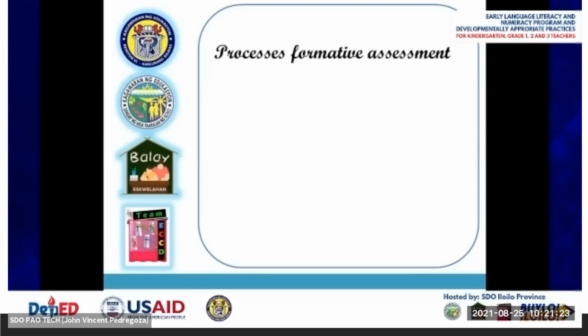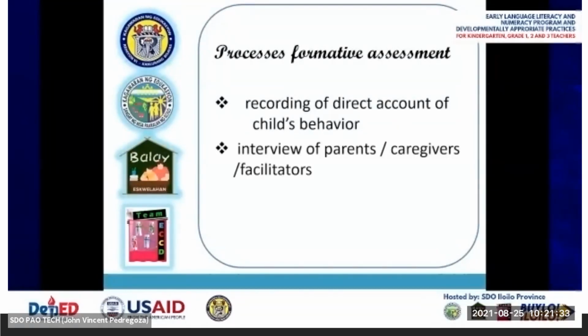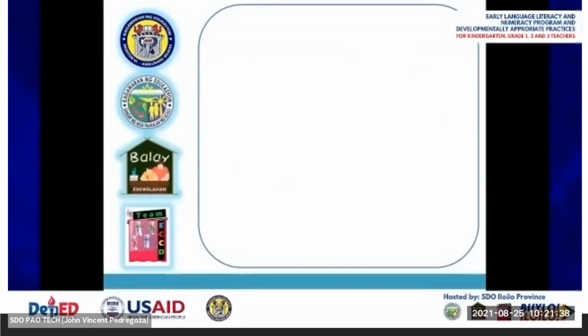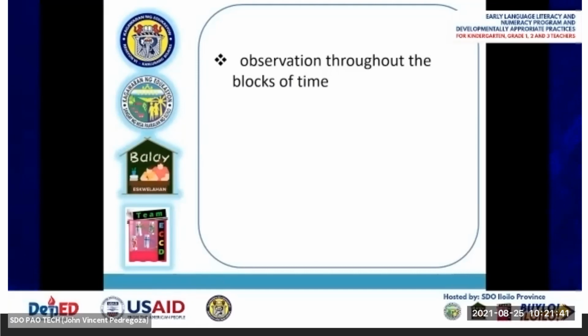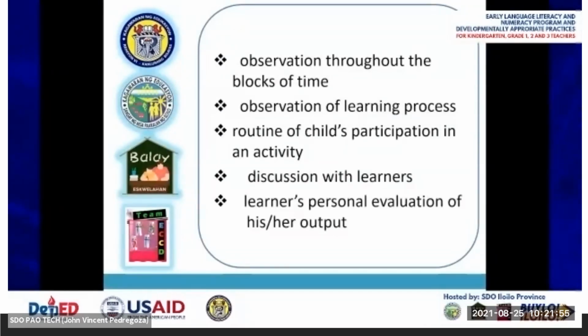Child's development is monitored by giving formative assessment through recording of direct account of the child's behavior, and interview of parents, caregivers, or facilitators. Observation throughout the blocks of time, observation of the learning process, routine, and the child's participation in an activity from arrival time to meeting time 3, discussion with learners, and the learner's personal evaluation of his or her output.